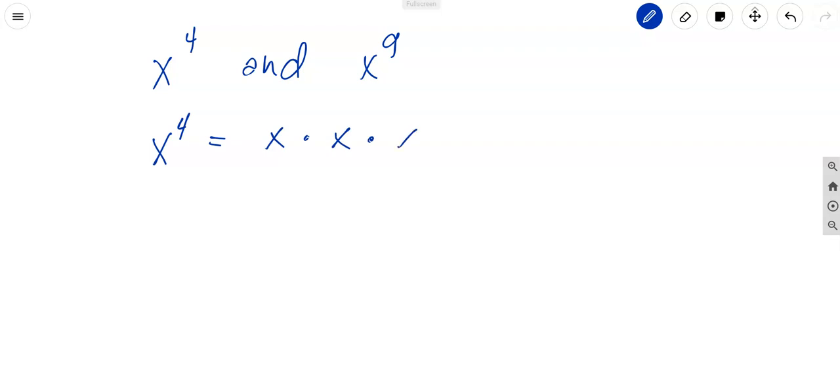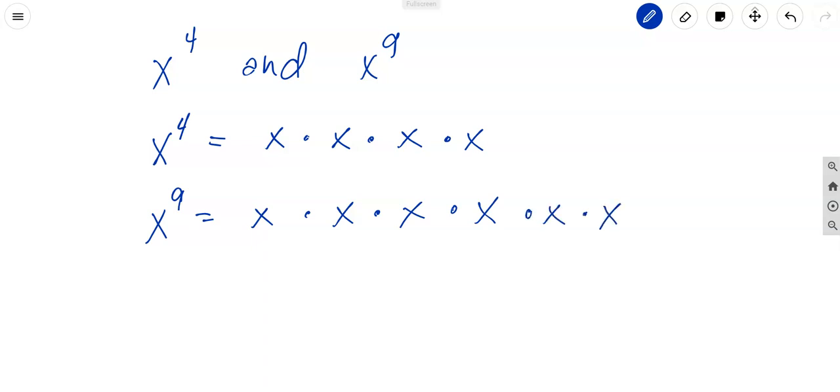Okay. What if we now involve variables? For example, we have x to the power of 4 and x to the power of 9. What is the common factor of the two of them? x to the power of 4 is equal to x times x times x times x. And then x to the power of 9, you will multiply that one 9 times: 5, 6, 7, 8, and 9.